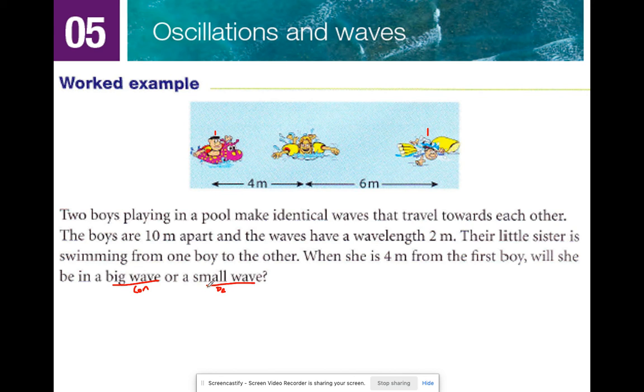Is she going to be on a big wave or is she going to be on a small wave? Take a second and take a guess. Well, the solution is she's going to be in phase. They will add, so she will be on a big wave.